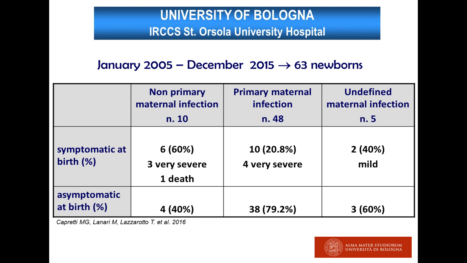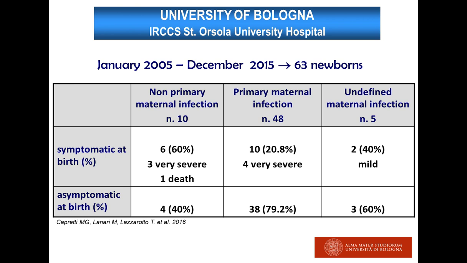So when we analyzed the data from newborns infected with CMV over a span of 18 years, we found 63 infected CMV newborns, as you can see here, and 10 newborns from non-primary infection, equal to 15%, whereas 48 infected newborns come from primary maternal infection, equal to 70%. And finally, we found a very small group with congenital CMV infection: 5 newborns come from undefined maternal infection.